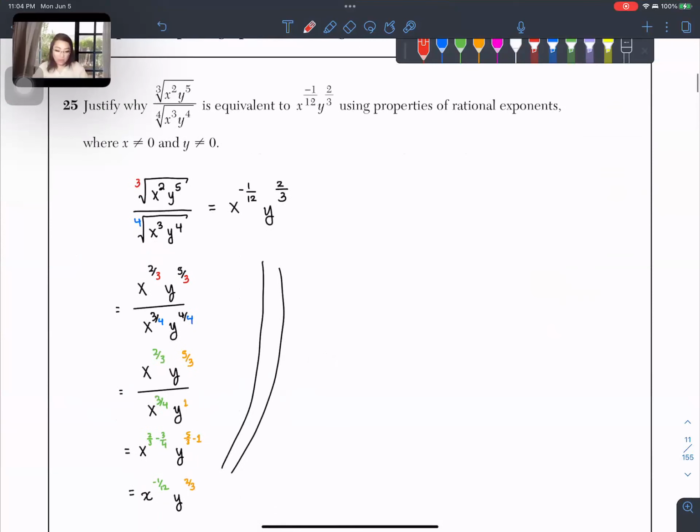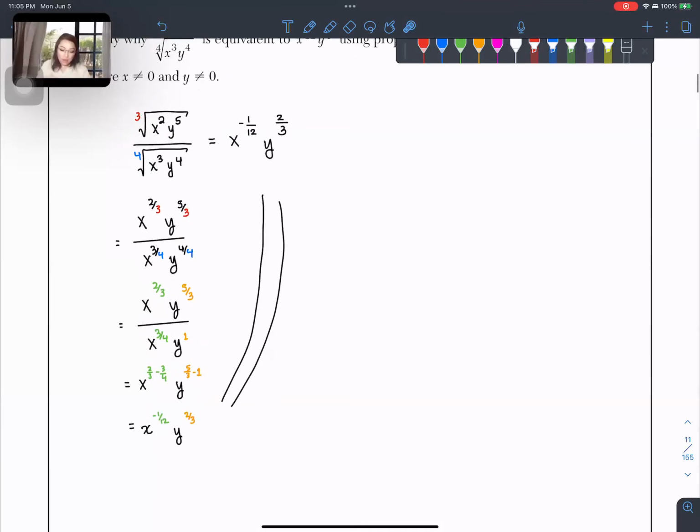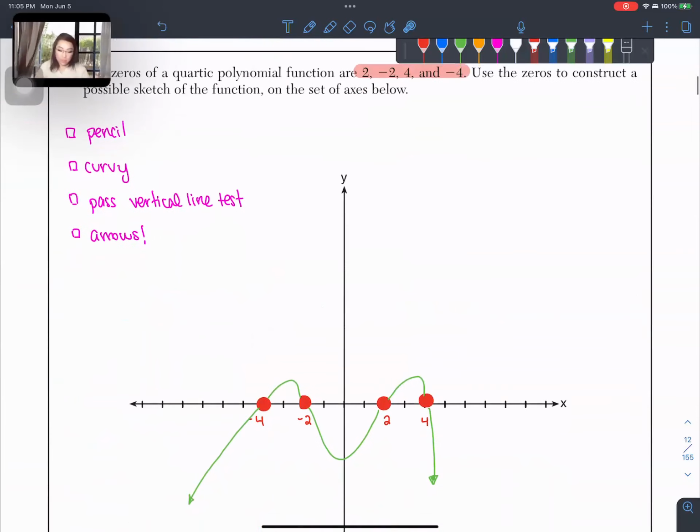All right, so for the short response, this one is justify. What they want to show is that you're proving that the left-hand side is equal to the right-hand side. So the nth root is the denominator of the powers. And then if you have the same base, you subtract the powers. And then finally, that's it. Voila, you're done. Moving on to the next one.